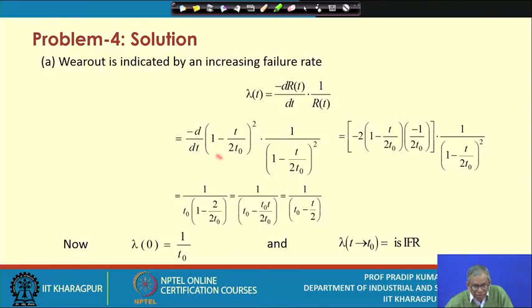Now you have this expression already, the R(t) expression is given. Here you have minus d/dt of R(t). Ultimately you follow these steps, you simplify, and you get this expression, that is 1 upon (T0 minus t by 2). Now lambda 0 is 1 upon T0. That means when lambda 0 is 1 upon T0, and t tends to T0, that is increasing failure rate. So it is increasing failure rate, right?